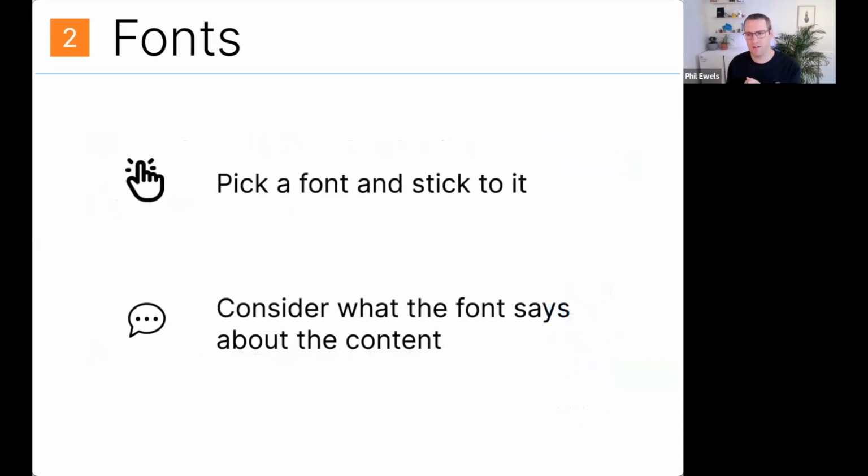Pick a font and stick to it. Try not to skip around between different fonts. If you have anyone like me sat in your audience, it will really make them wince if you switch between fonts on different slides. Again, most people won't notice, but it's kind of a subconscious tick. So try and be consistent, and try and consider also what the font says about the content. And this is a recurring theme I'm going to talk about, is that everything has kind of a subconscious link and implies different things. What do I mean?